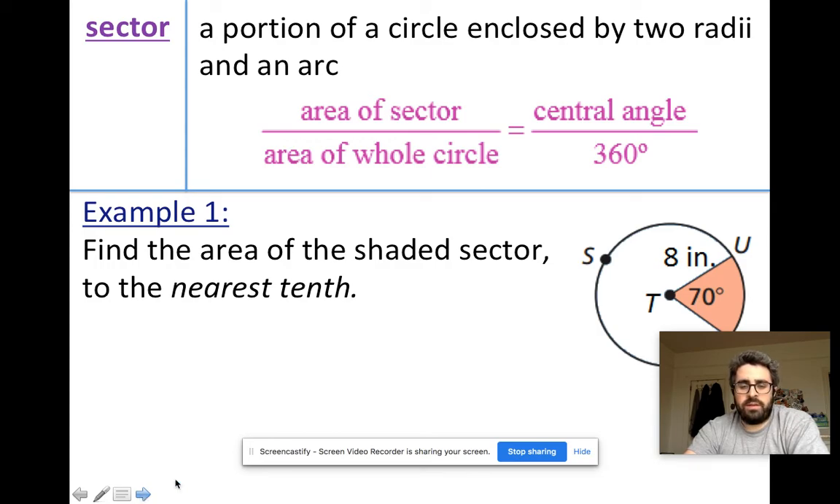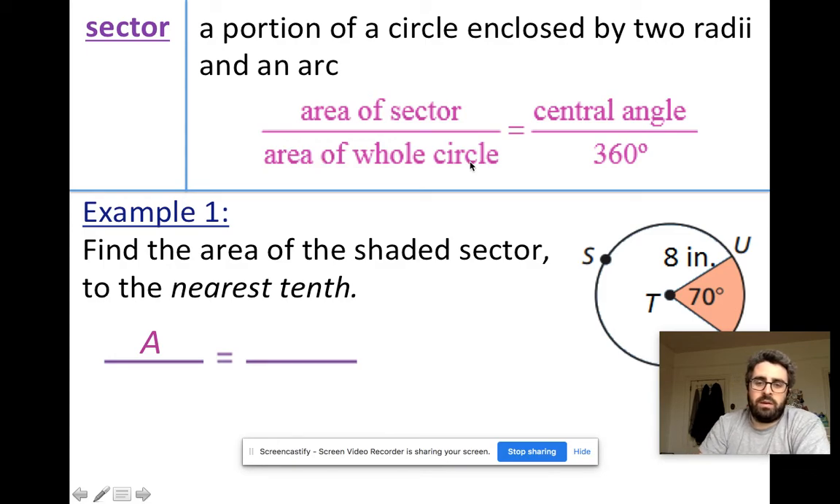In the first example, we have a circle with a radius of 8 and a central angle of 70 degrees, and we're asked to find the area of the shaded sector to the nearest tenth. So this orange shaded piece. All right, so first we're going to set up a proportion. We're trying to find the area of the sector, so I'm going to call that my variable. In this case, we could call it A, you could call it X, you could call it any variable you want. Over the area of the whole circle.